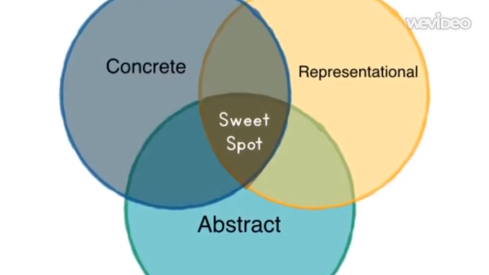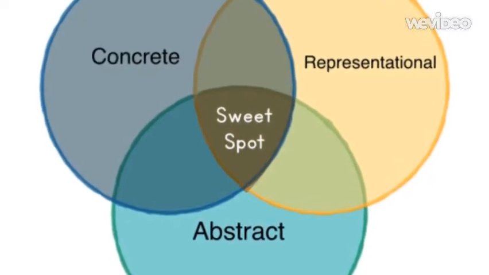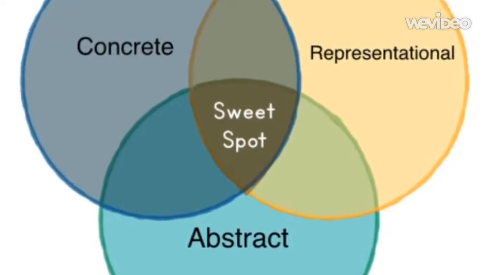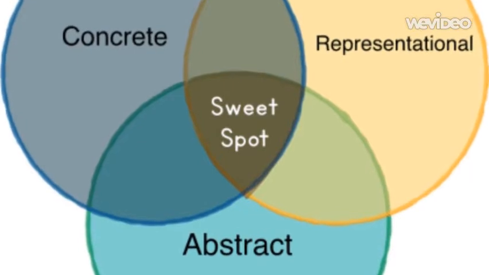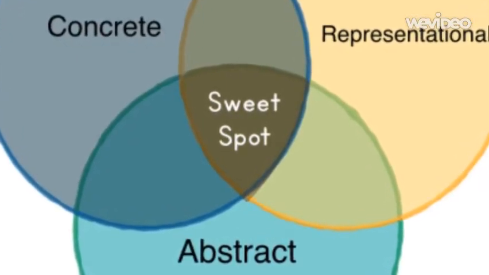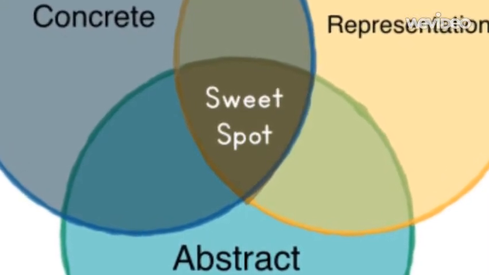And so she doesn't believe you need to follow the CRA in a specific order. Sometimes you'll have concrete, other times you'll just do abstract. Sometimes it'll be representational and abstract, while other times you might be looking at concrete and abstract. Either way, making the connections instead of following the sequence, she believes, is better than the regular CRA model.